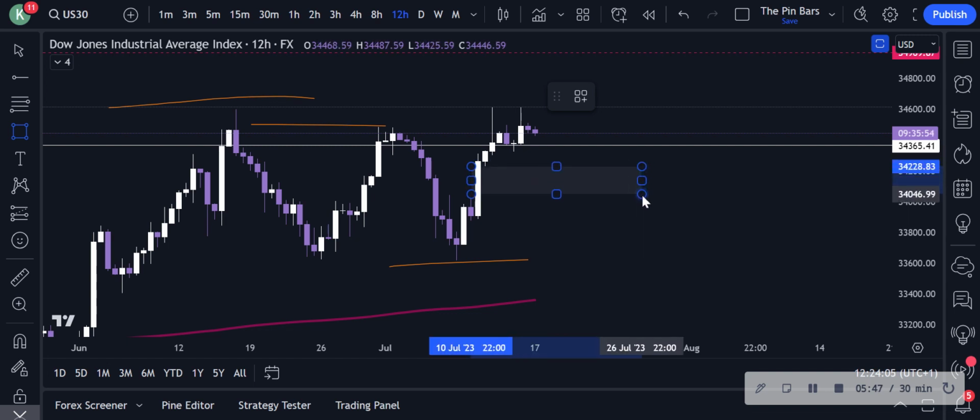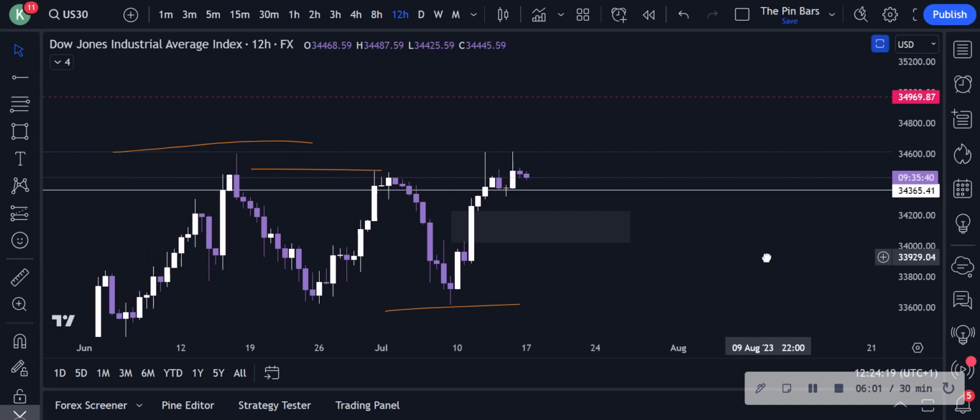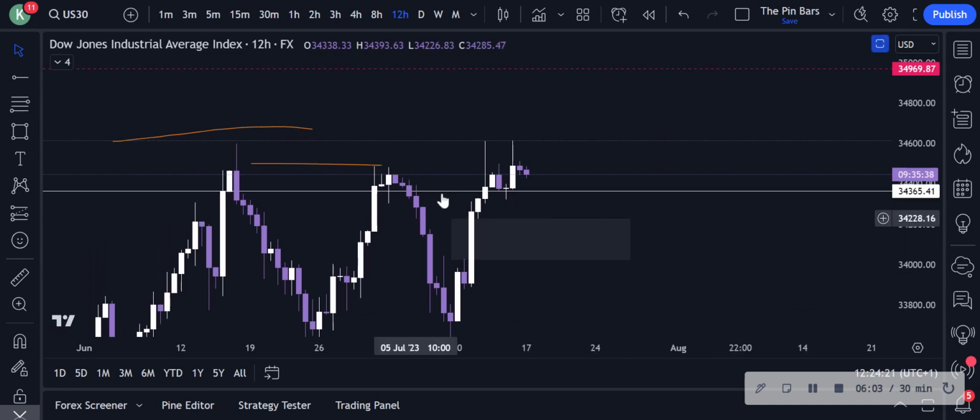Fair value gaps are where I like to look when there's a big move, like a big candle, and then grab the fair value gap. It normally happens when there's big momentum. So it will be interesting to see what price does at this point, where price comes down, touches this fair value gap or not, and respects it and then bounces straight off right off the bat.